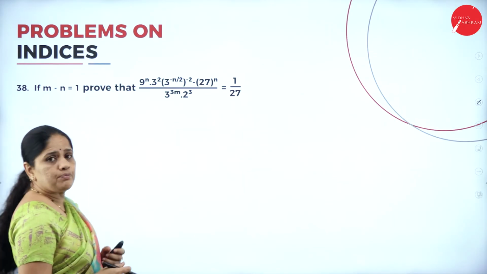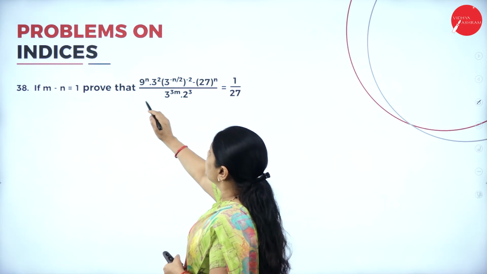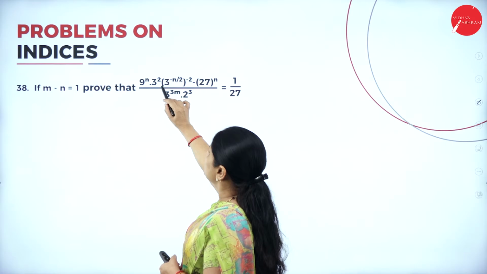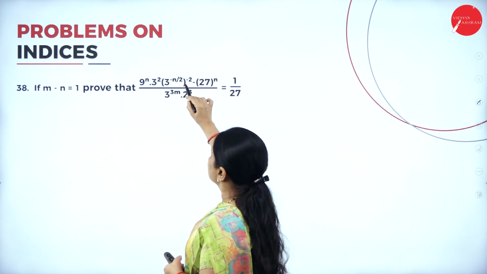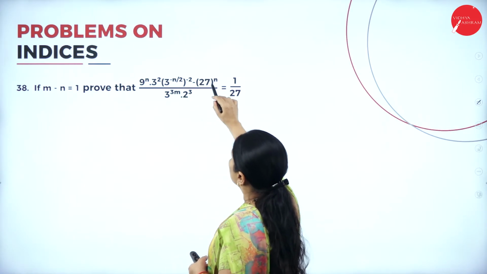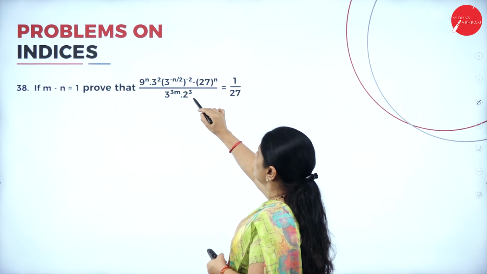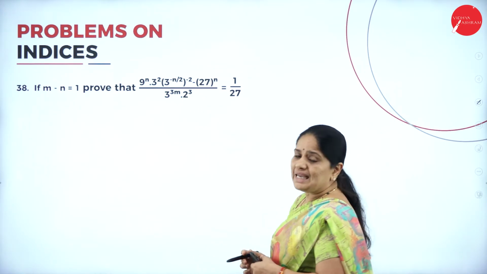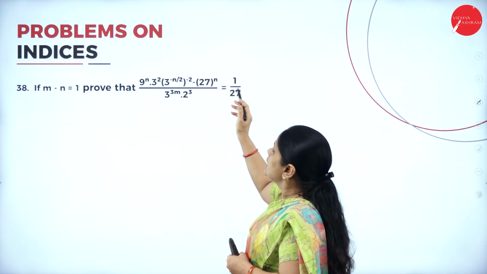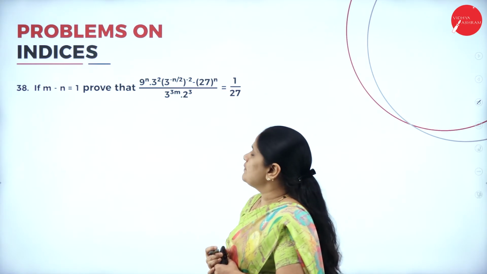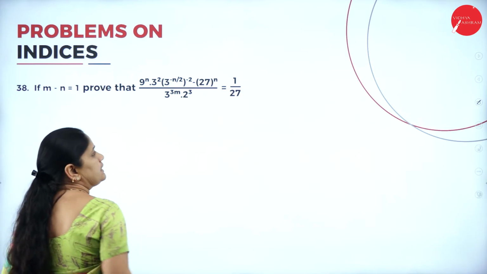Now, the next problem is, if m minus n equals 1, prove that 9 to the power n into 3 square, in the bracket we have 3 to the power of minus n by 2 whole to the power of minus 2, minus 27 to the power n, divided by 3 to the power of 3m into 2 to the power of 3 equals 1 by 27. So we have to prove that this equation is equal to 1 by 27. So as we have been doing, the same way we will simplify this problem.